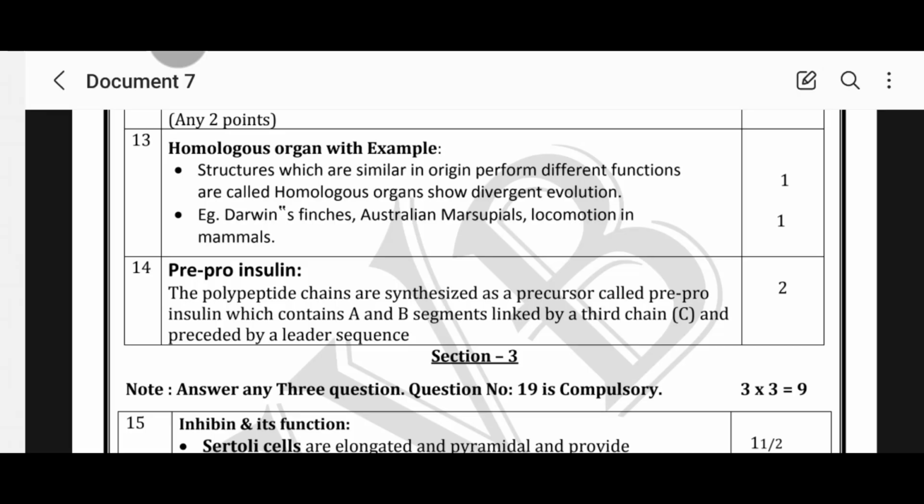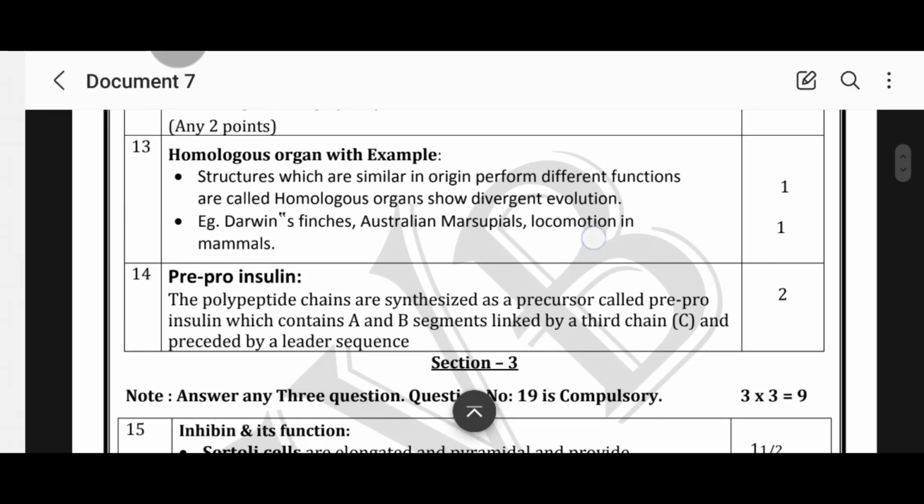The polypeptide chains are synthesized as a precursor called pre-pro insulin. It contains A and B segments linked to a third chain, preceded by a leader sequence. So in the recombinant insulin process, the polypeptides are synthesized. We have more than one polypeptide chain. The precursor is called pre-pro insulin.